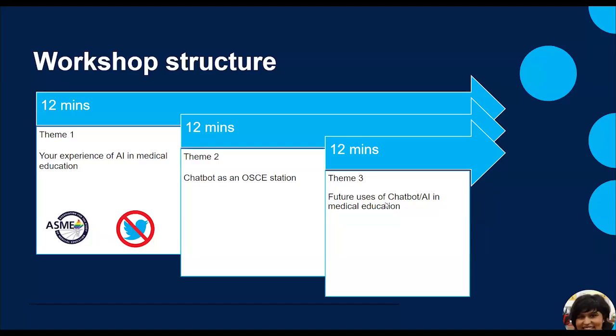So the structure of the workshop: we're going to cover three themes today. The first theme will be our experience of AI in MedEd, and also exploring your experience. Then going over chatbot as an OSCE station and how we used it as a mock OSCE station for our third year medical students. We're not going to cover the work that we did with our fifth year medical students today, but we can talk about it during questions. Then the final stage will be theme 3, which is future use of chatbot and AI in MedEd.